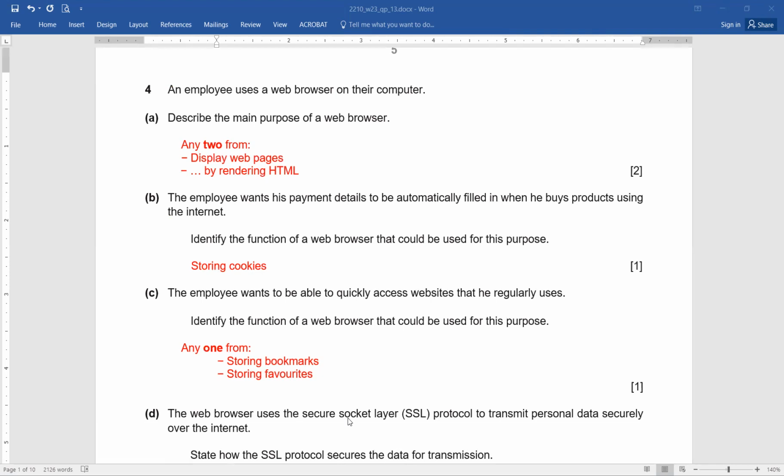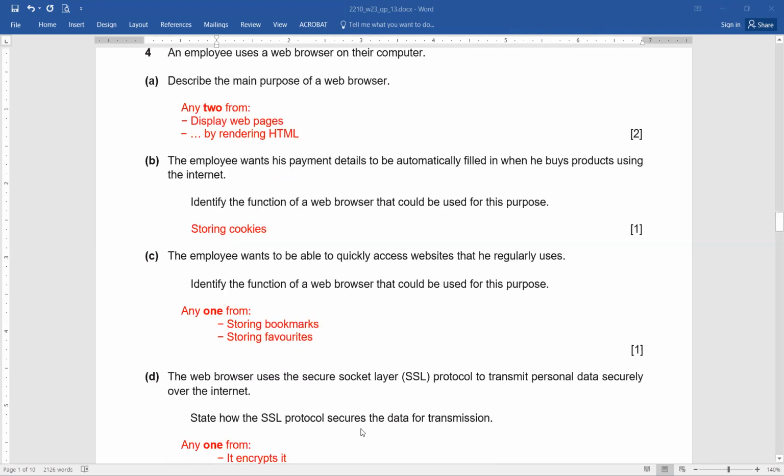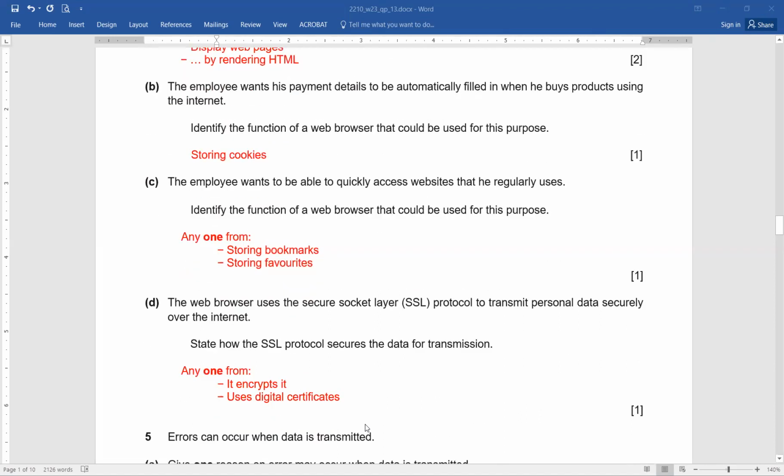The web browser uses the secure sockets layer or SSL protocol to transmit personal data securely over the internet. State how the SSL protocol secures the data for transmission. It's a 1-mark question. So it's performing it through encryption or it's performing it through digital certificates. So if you have written any of these answers, you will be able to score 1 out of 1. If you say encryption, that's correct. If you say digital certificate, that's also correct.